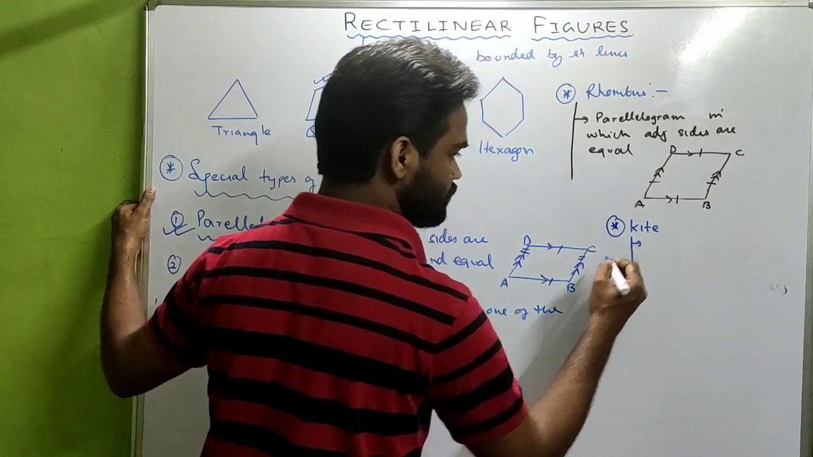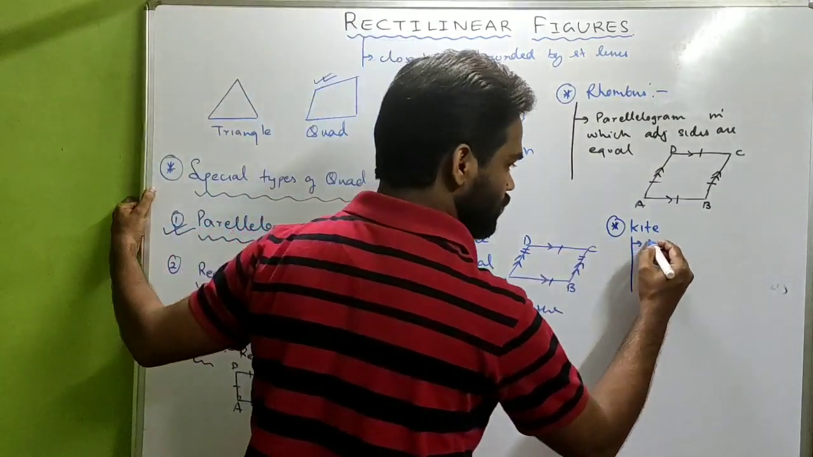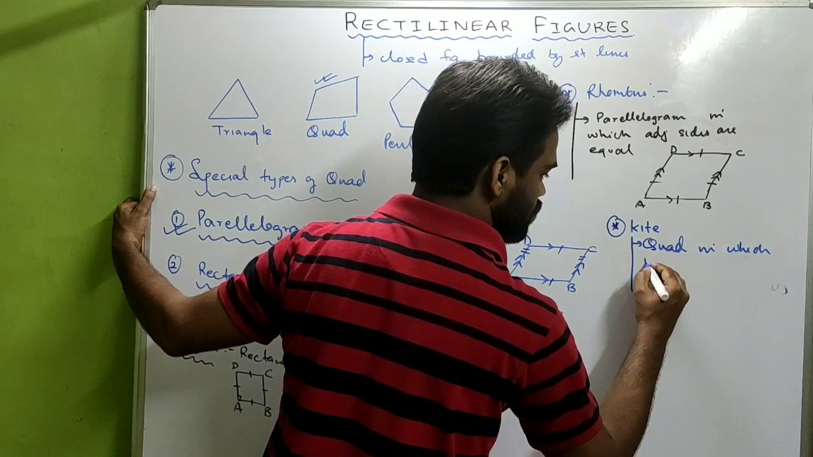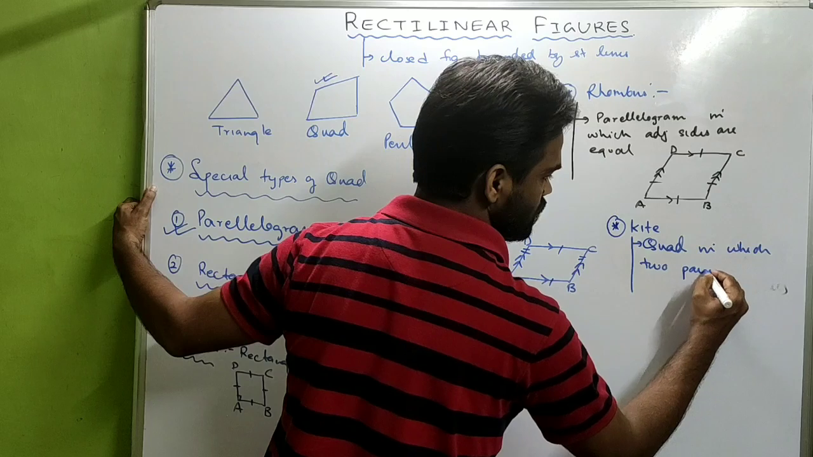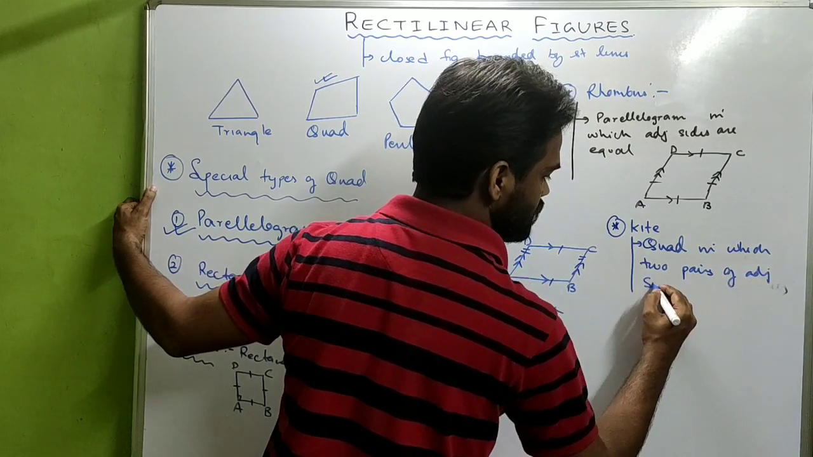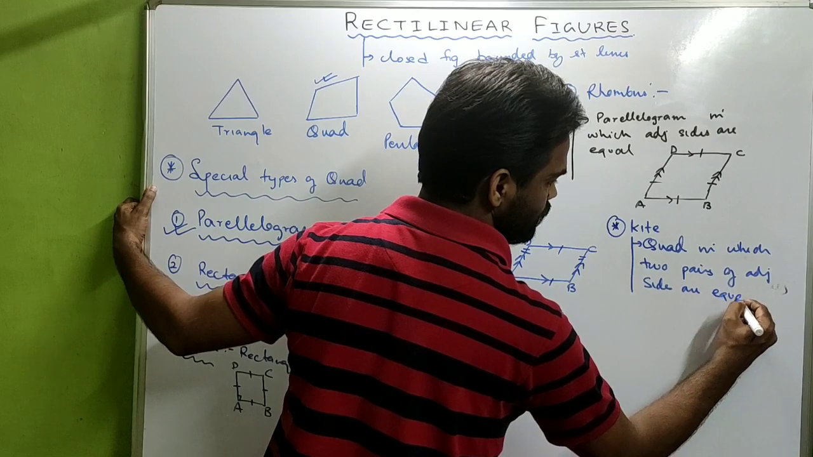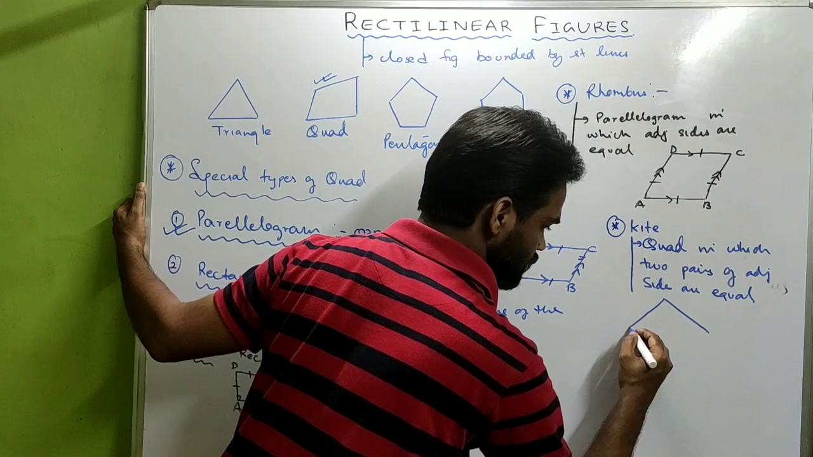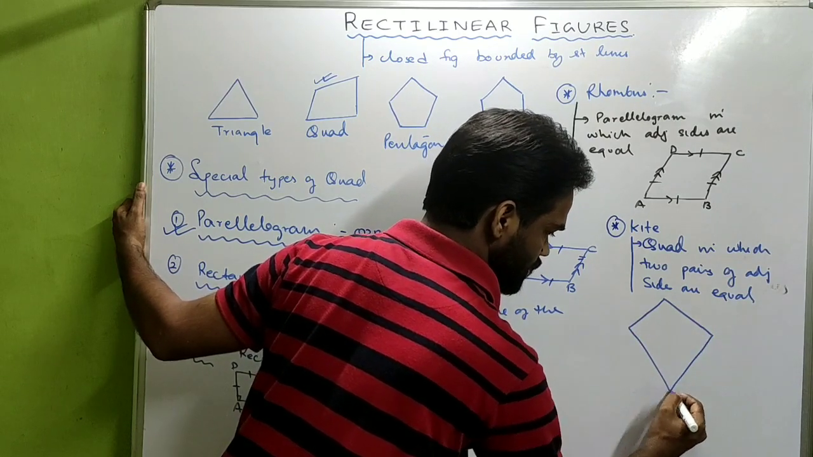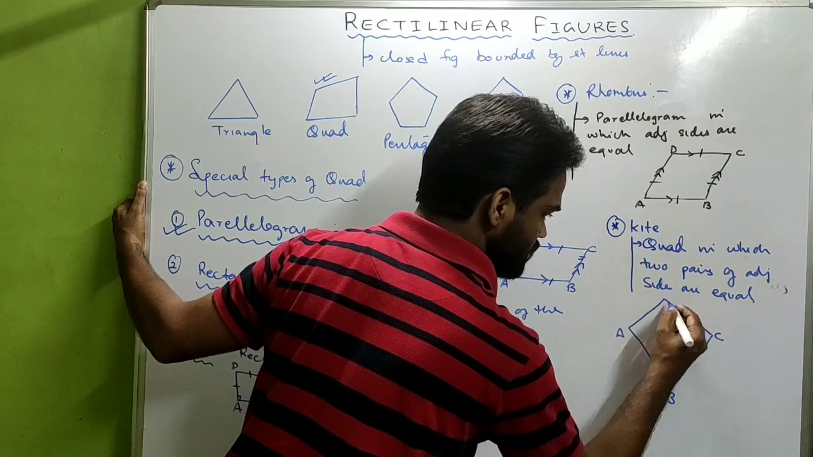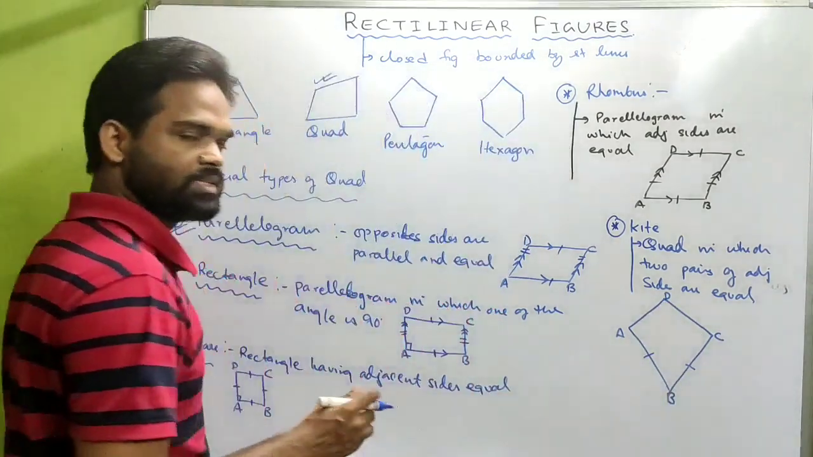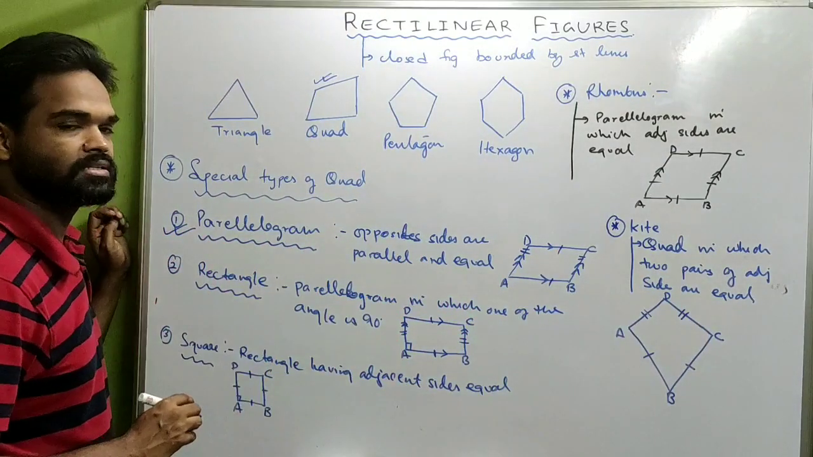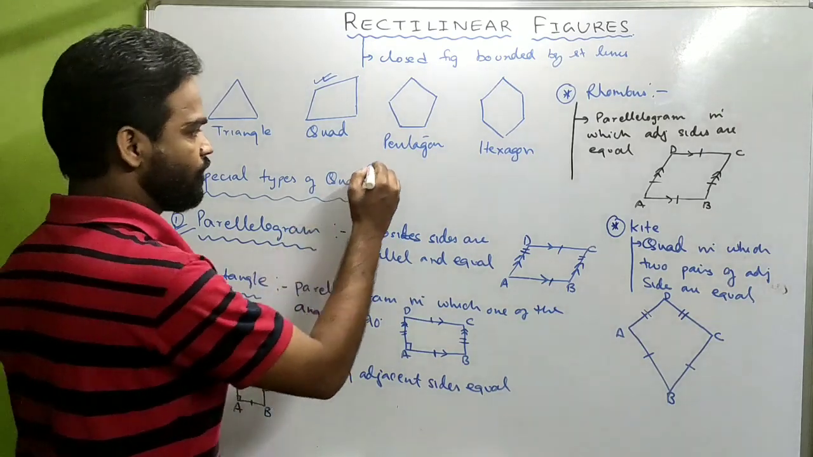Now let us talk about the kite. A kite is a quadrilateral. It's not a parallelogram, be careful. It's a quadrilateral in which two pairs of adjacent sides are equal, which means if I draw the diagram, just look over here. A, B, C, D. AB is equal to BC and AD is equal to DC. That's a kite.